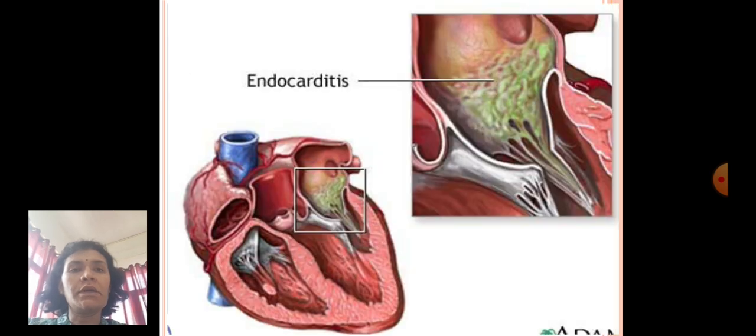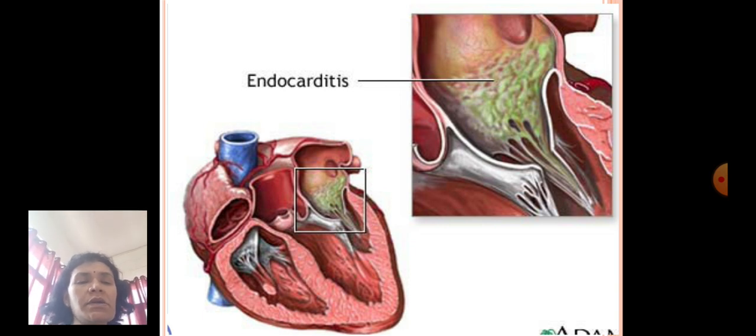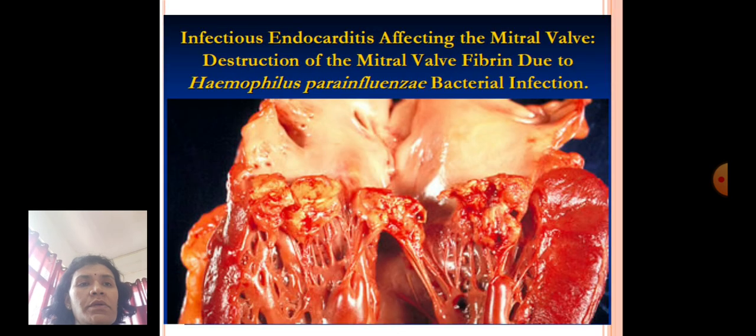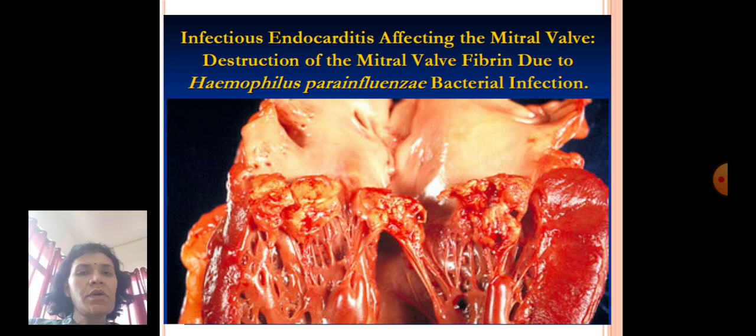while many other organisms also can be involved in particular conditions. This is a diagrammatic representation where we can see the greenish vegetations over the mitral valve. Here also we can see the destruction of the mitral valve. There are fibrin deposits, and this is a case of endocarditis because of Haemophilus parainfluenzae bacteria infection.